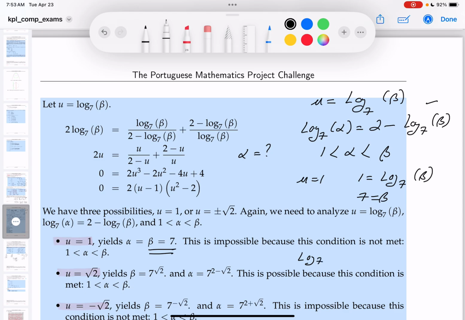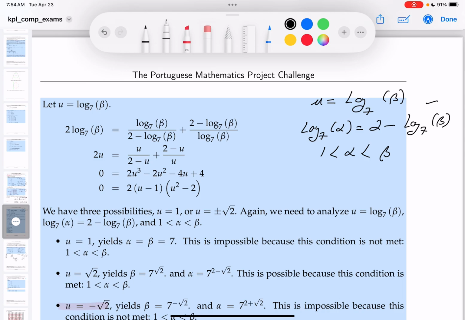Log base 7 alpha would equal 2 minus log base 7 beta, which would be 1, and that equals 1. Well, that means that alpha is equal to 7, all right? Now, this is not good because the condition has not been met. So 1 is out of the question. Let me get my eraser out. I know this one is bad, so I'm going to move on to the next one and see what happens there.